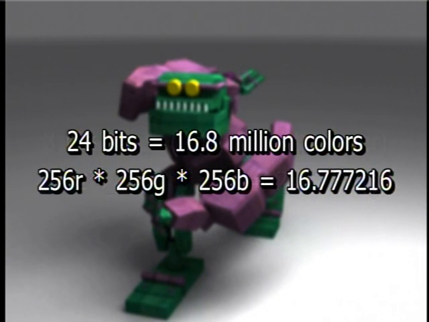Okay, and then when you take the red, green, and blue channels, that's a total of 24 bits. 256 colors of red times 256 colors of green times 256 colors of blue, and that equals 16.777216 million colors, or as we refer to it, 16.8 million colors. So that's where we get 24 bits when we're talking about working in that 24-bit color space.